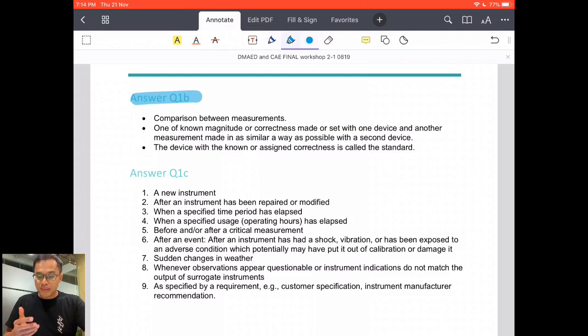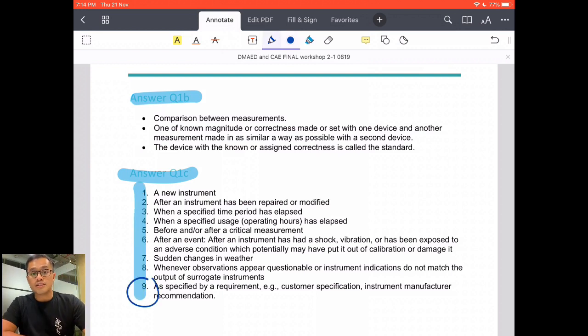So there are actually 9. You can see here 9 examples of why we should calibrate our measuring instrument. Sometimes I ask 9, sometimes I ask 7, sometimes just 5. So please do memorize them all because these are coming in the final exam. So these are my 20 marks freely given to you. Please do memorize them if you can.